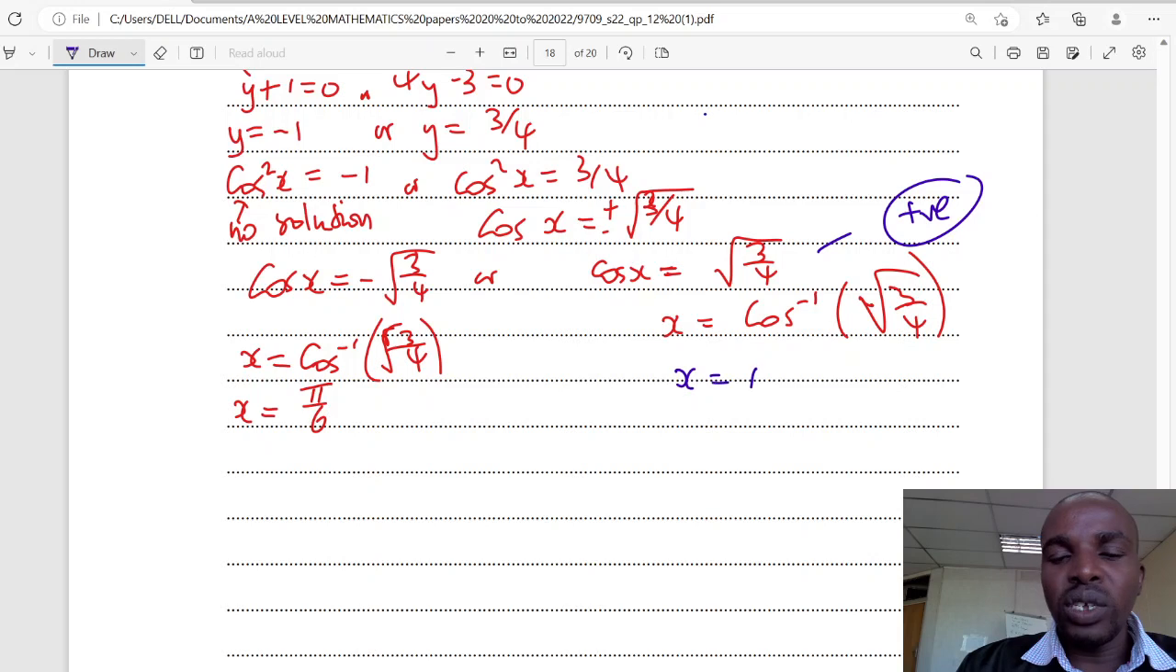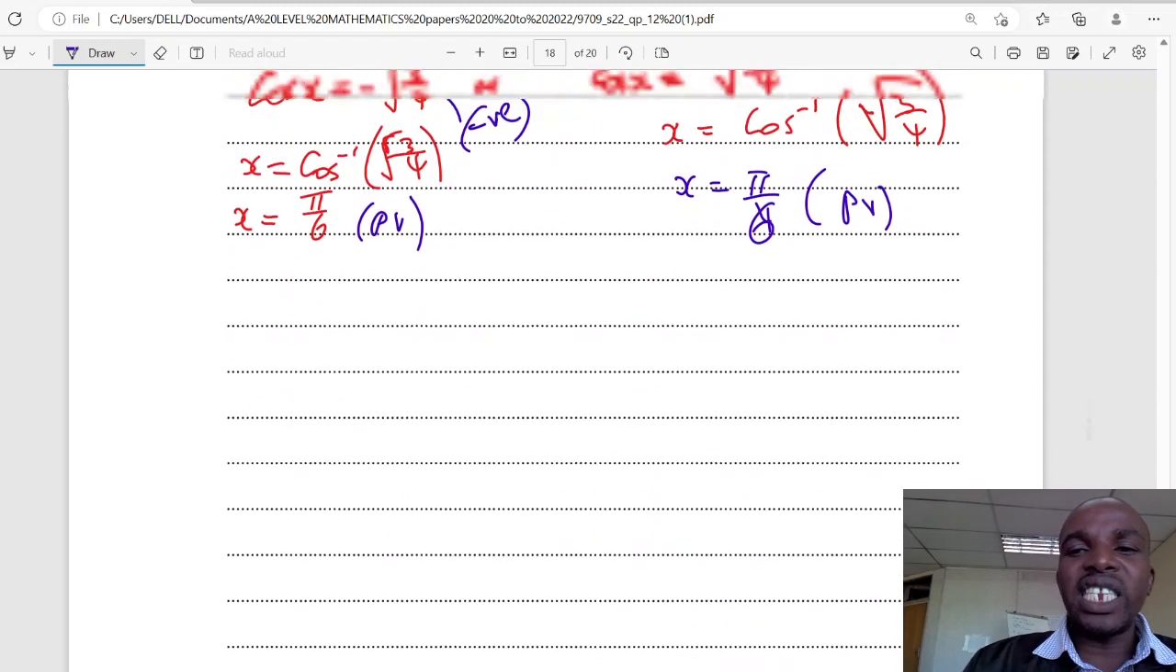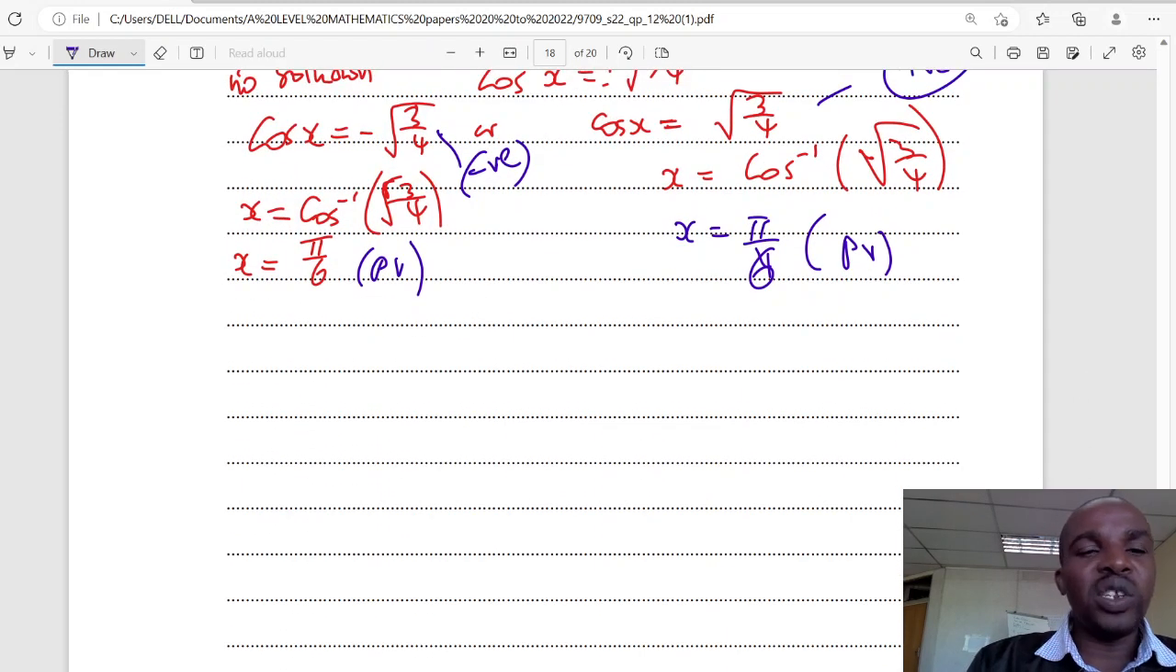Then your x will still be pi over 4 over 6. This one will be your PV. Your principal value is still the same. But on this part, cos theta is negative. So we can use the quadrant rule. Using the quadrant rule, cos is negative in which quadrant? It's positive in which quadrant?